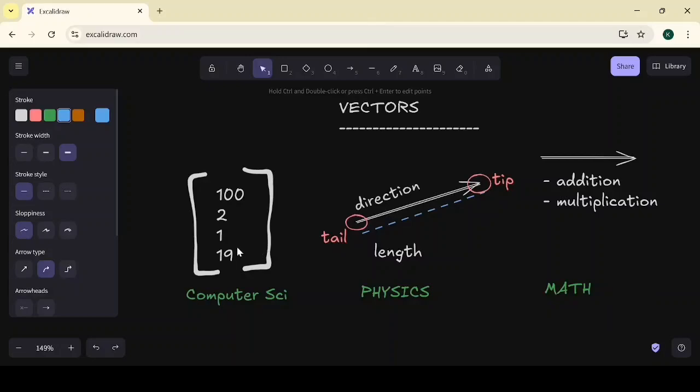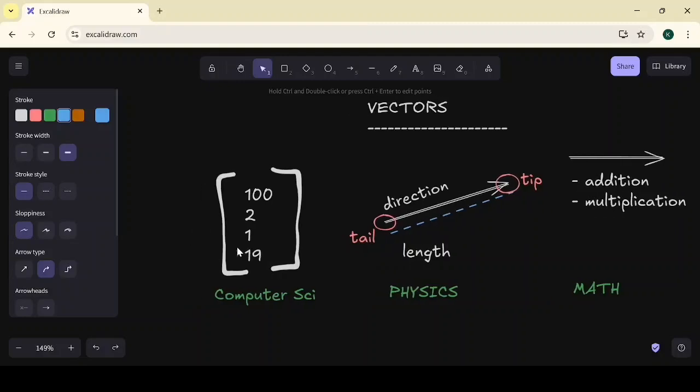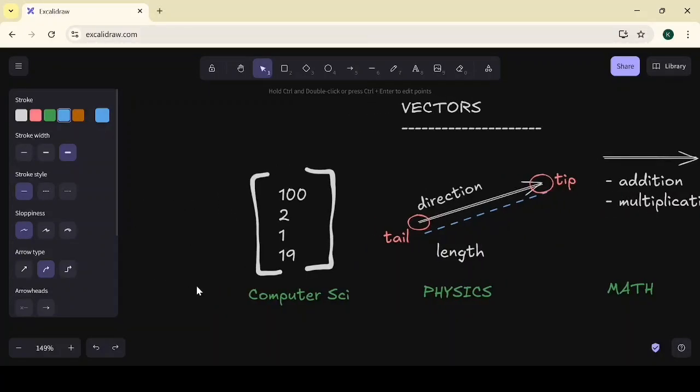Now, note that the word ordered matters here. If we take another list with the same elements as this list, but I change the arrangement of those, for example, in that list the first element would be 19, second would be 2, 100, and 1, then this list and our original list would not be considered the same vectors.